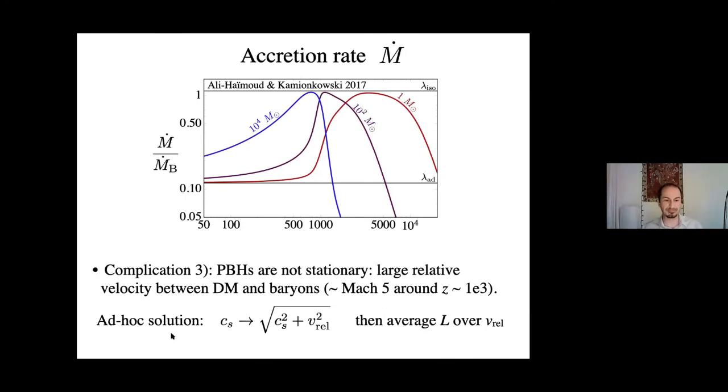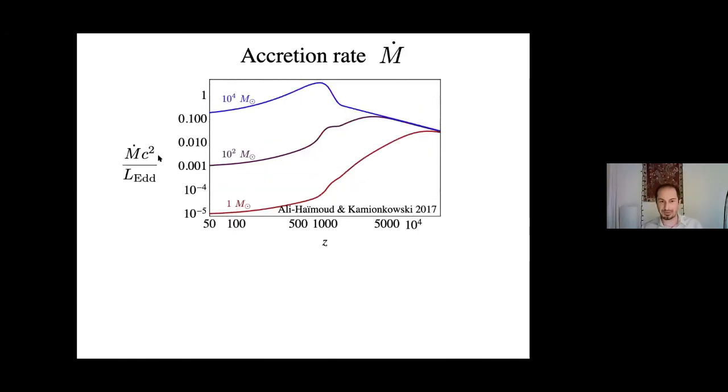A relatively simple, somewhat ad hoc solution is to replace the sound speed by an effective sound speed, which accounts for the bulk motions of the gas with respect to the black hole. Then you do all your calculation, you account for Compton drag, etc. You get some accretion rate and then luminosity. Eventually, this relative velocity is itself stochastically distributed, so you have to average your result over the distribution of relative velocities. Doing this, one can compute the accretion rate as a function of redshift, as I'm showing you here. And again, you see the effect of Compton drag, et cetera.